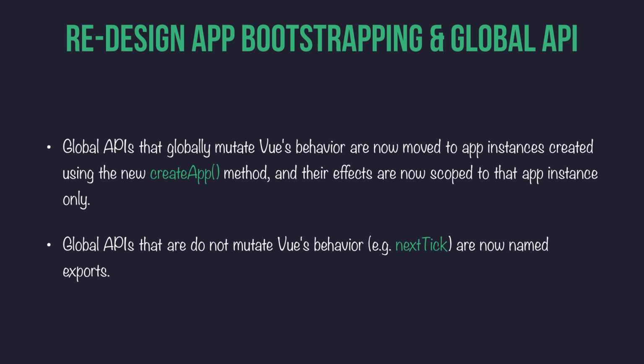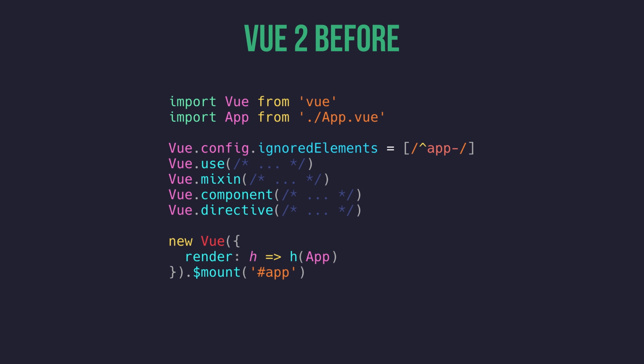So the global APIs that globally mutate Vue's behaviors are now moved up to app instances created using the new createApp method. And their effects are now scoped to that app instance only. Global APIs that do not mutate Vue's behaviors, such as nextTick, are now named exports. And so what does that mean?